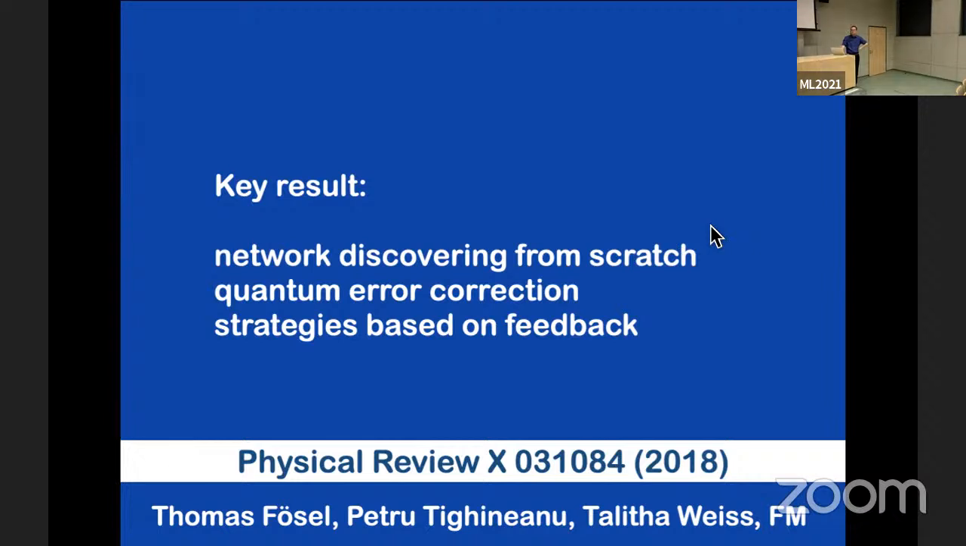Okay, so I think now we will have the last part of the last lecture of the school. Okay, thank you. So just to recap, we talked about using reinforcement learning to discover from scratch quantum error correction strategies based on feedback.